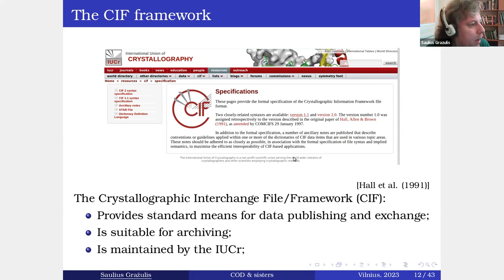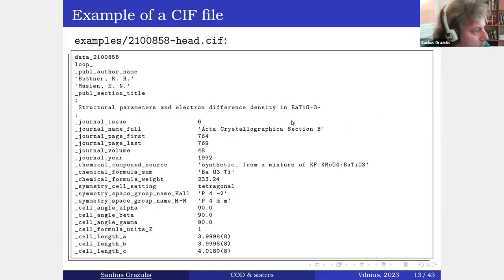Okay, and the standard is maintained by the IUCr, so it's ideally suitable for organizing such crystallographic data collections. Since CIF, I think, is a key component to both build a database and use a database, I would like to go a little bit deeper into how these files look. So you might have already seen some of the files, and if you look into such a file, you will realize that it's a text file where different data items are described by specifying a keyword and then giving a value to that keyword.